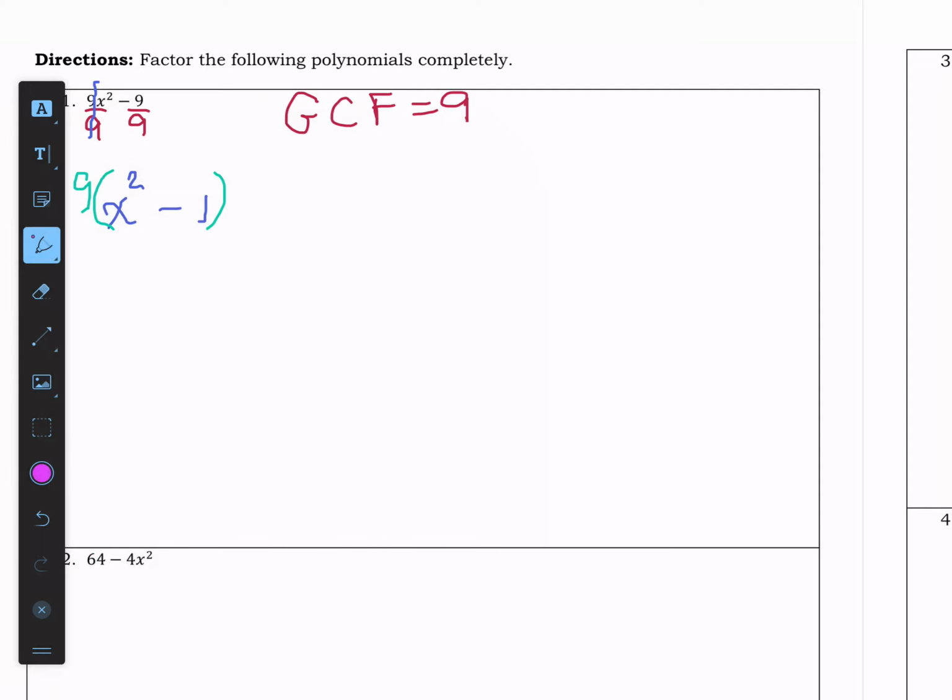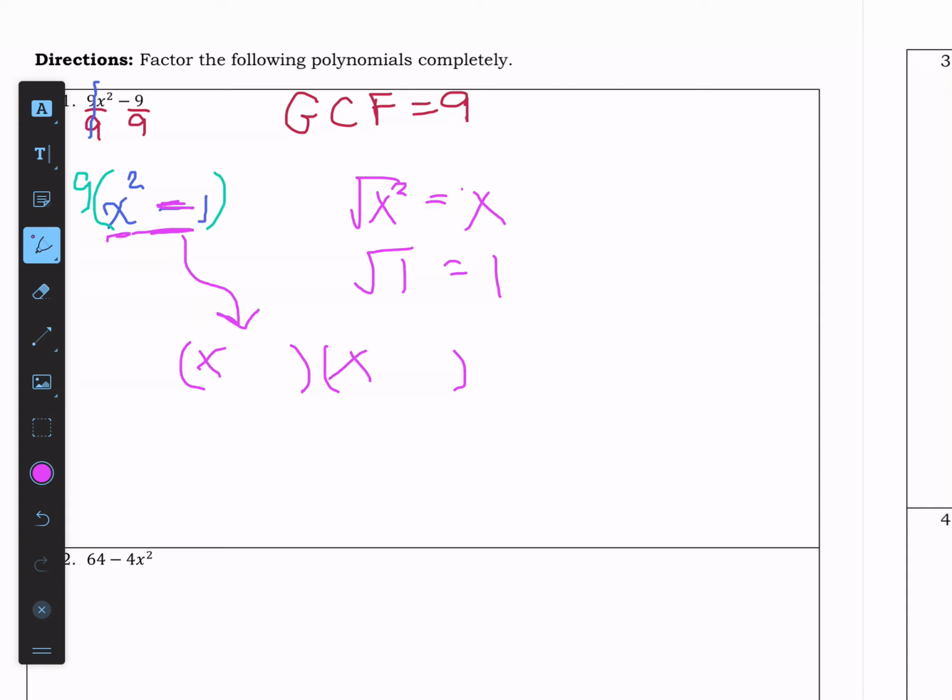So, difference of 2 squares. Well, inside here I have a minus sign. X squared is a perfect square, and 1 is a perfect square because 1 times 1 is just 1. So the square root of x squared is equal to x, and the square root of 1 is equal to 1. So now this part turns into, we do our double bubble, x is in the front of each bubble because the x squared came first, 1's in the back, 1 plus and 1 minus.